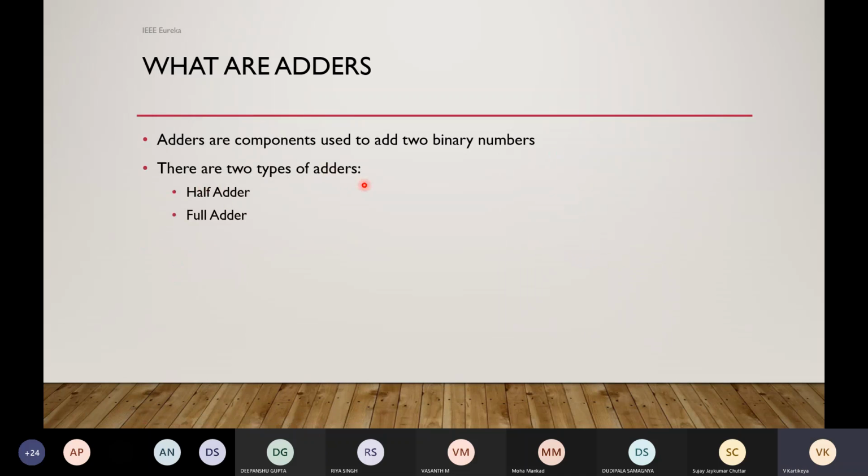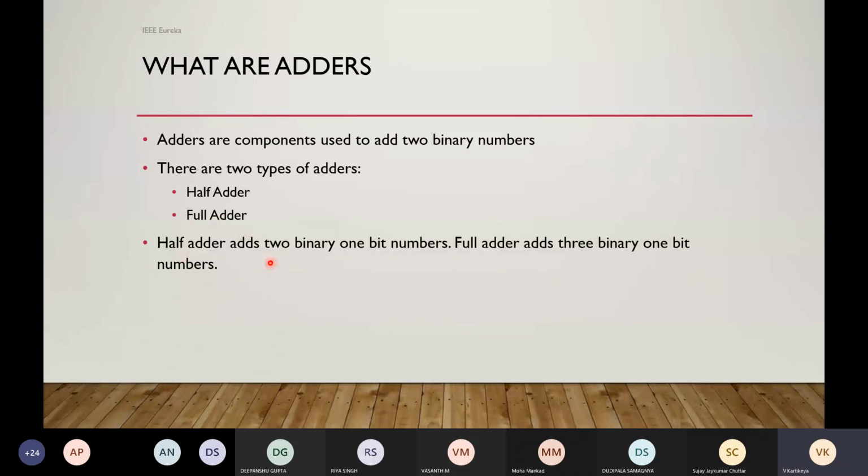Now, there are two types of adders, half adder and full adder. Half adder adds two binary 1-bit numbers. So 1 bit is just 1 digit. You would have learned it in CS now. 8 bits is a byte and stuff like that. So half adder adds two binary 1-bit numbers, and full adder adds three binary 1-bit numbers.